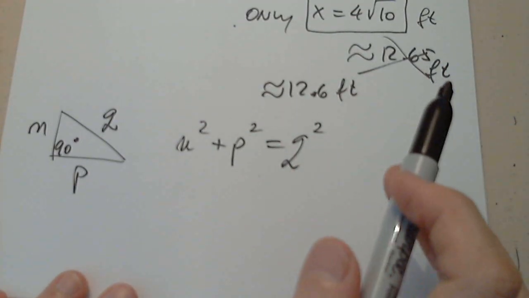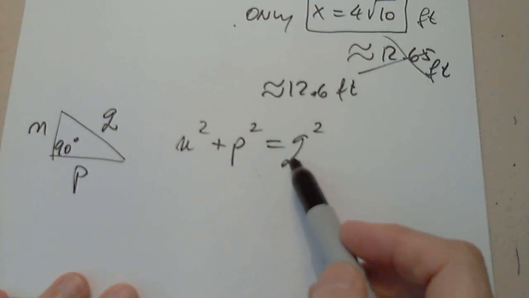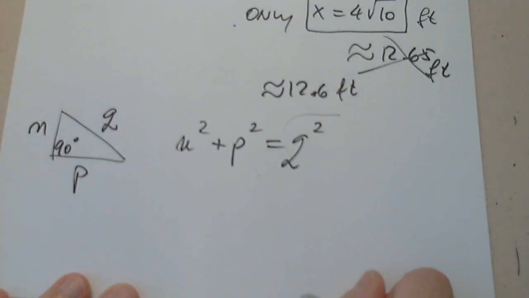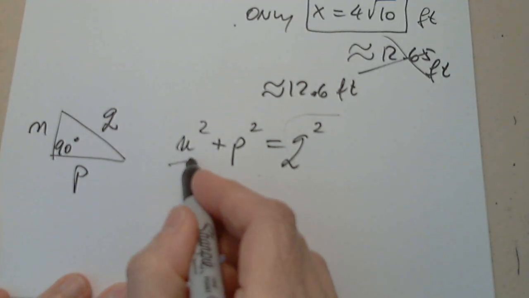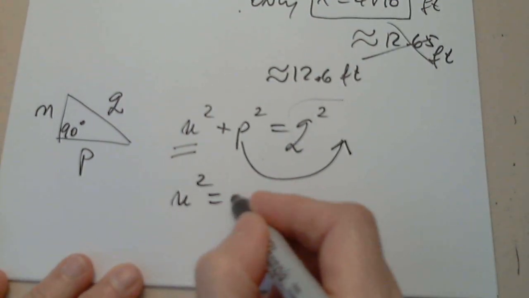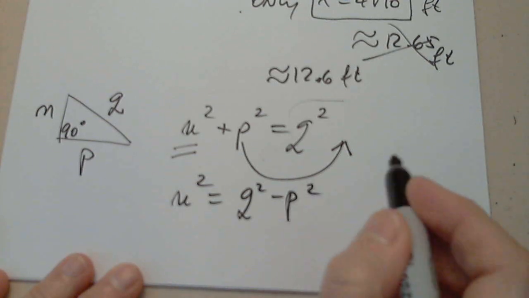Remember, you cannot take the square root. This will be a terrible, absolutely terrible mistake, because you cannot apply the square root to a sum. You cannot do anything here. But if I'm solving for N, I will move P to the other side. So N squared equals Q squared minus P squared.